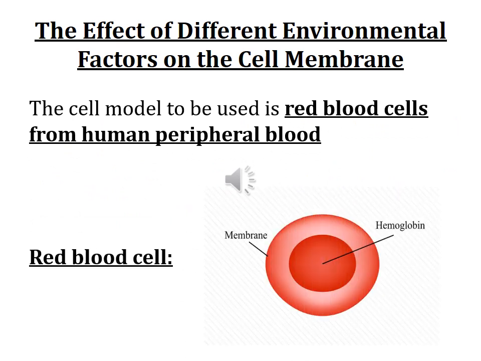Now, to test the effect of temperature, pH, and detergent, we will use red blood cells as the model. Another name for red blood cells is erythrocytes. And we will use human peripheral blood. When we talk about peripheral blood, we mean blood that is circulating in our system, not the blood present in our lymphatic system or the spleen, etc. If we break the cell membrane, hemoglobin will be released. So it will be a visual observation to see the effect of these external factors on the plasma membrane.